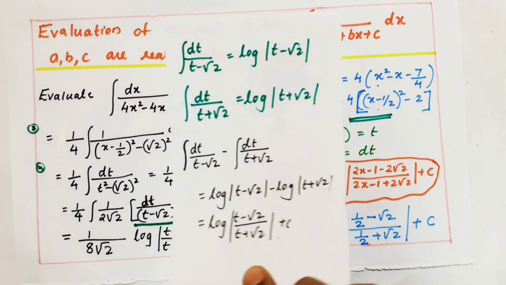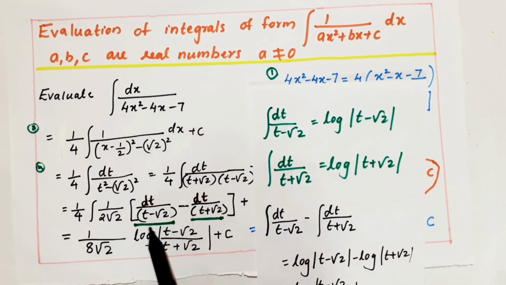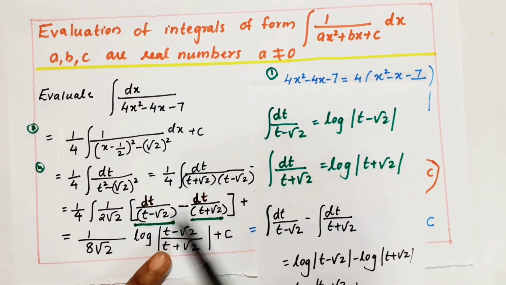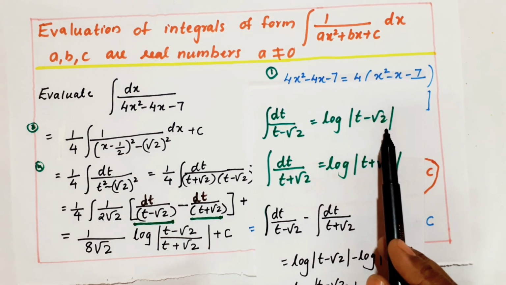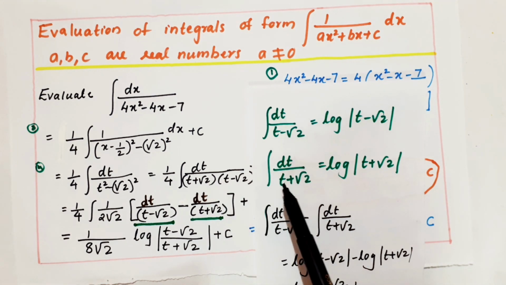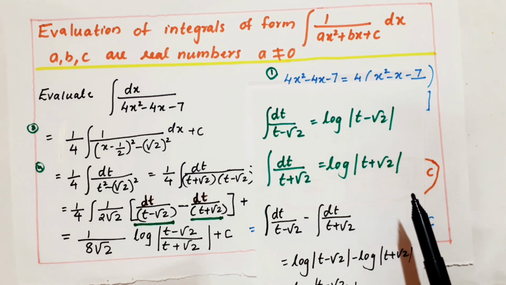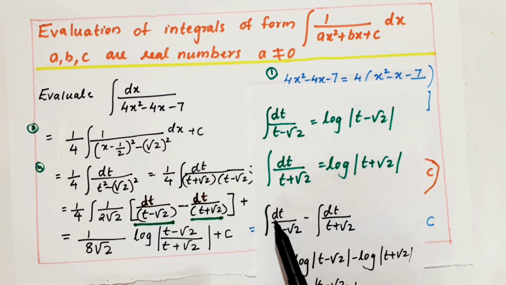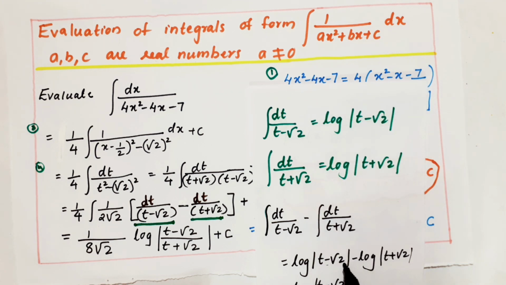Now if you see this term, the integral of dt by (t minus root 2), I can write it as log of t minus root 2. Second term, integral of dt by (t plus root 2), I can write as log of t plus root 2. Here it is integral of dt by (t minus root 2) minus integral of dt by (t plus root 2). This integral is nothing but log of (t minus root 2) minus log of (t plus root 2).